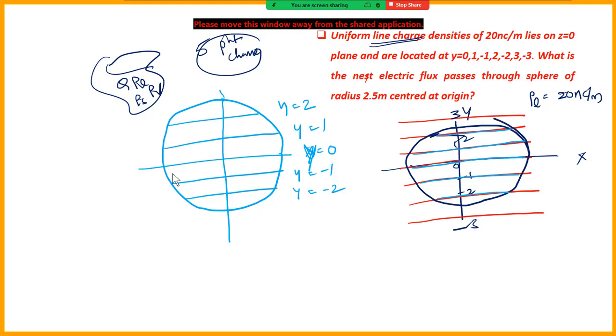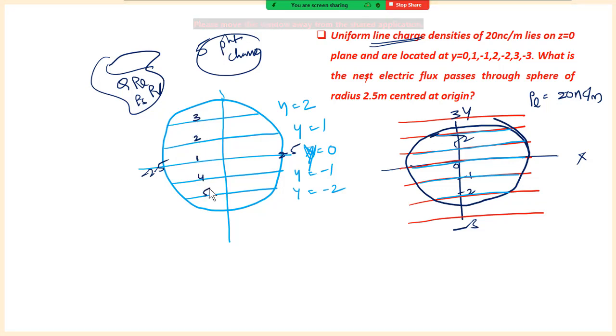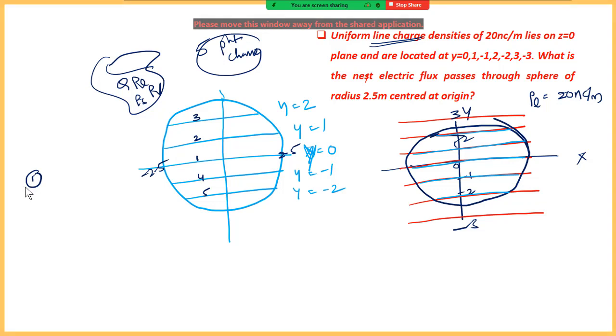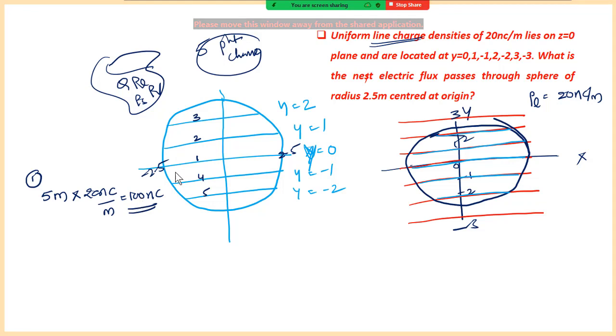What is the radius of the circle? Sphere 2.5. So this is -2.5, this is 2.5. So that means for this particular line I am giving the numbering here 1, 2, 3, 4, 5. Each line is having rho L is equal to 20 nanocoulombs per meter. Now first I will calculate for the first line. What is the length of the first line? It is actually the diameter, so it is equal to 5 meters. For each meter, how much charge is there? Rho L, 20 nanocoulombs per meter. If you multiply these two, how much do you get? 100 nanocoulombs. So 100 nanocoulombs is the charge available on this particular line. Now I am taking the second line. How to calculate that one?